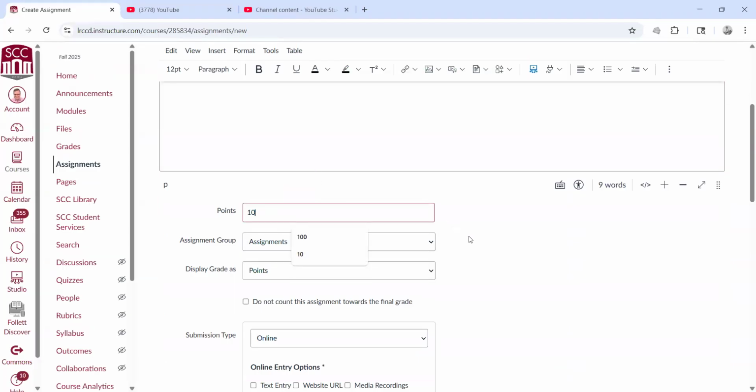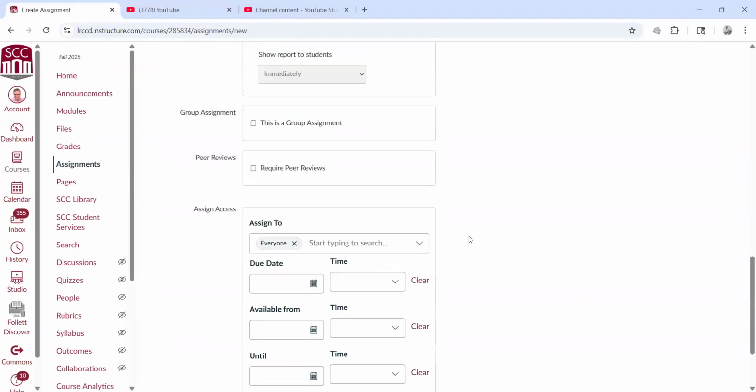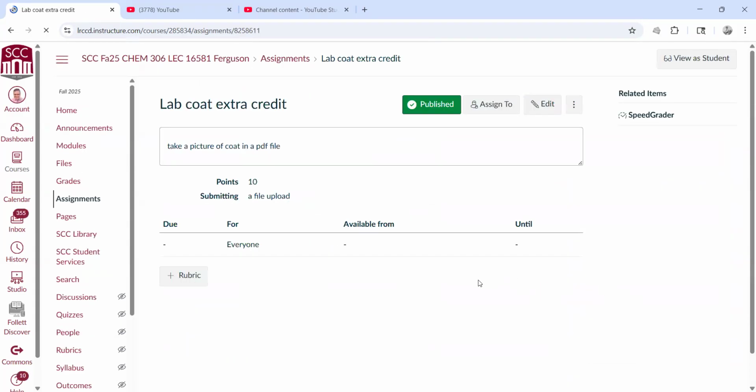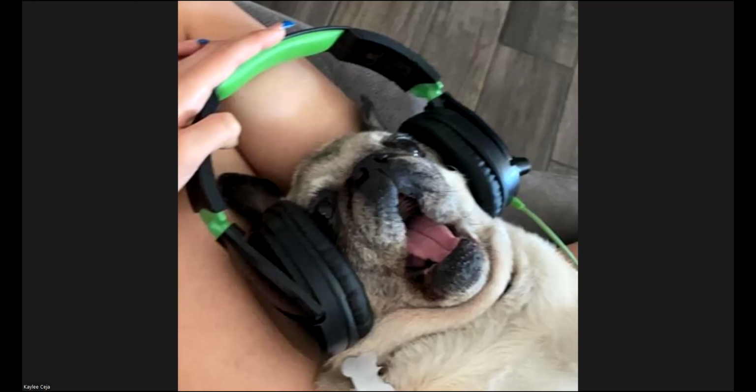It'll be worth 10 points. And this is good to do because in case you miss a wet lab that you can't make up, you can use this as a substitute for it. Okay. Does that make sense? Yeah. Thank you. Sure. Okay, anything else?